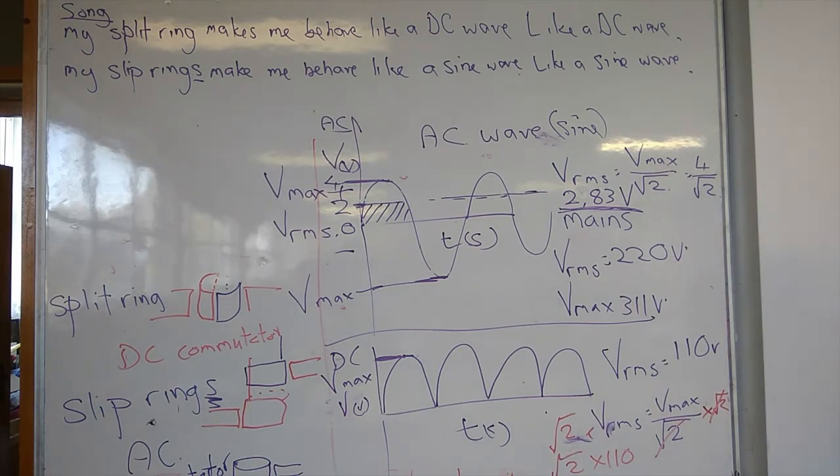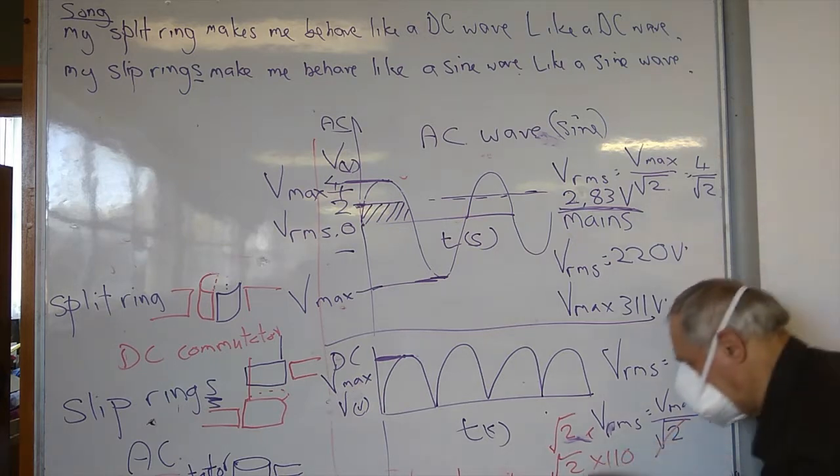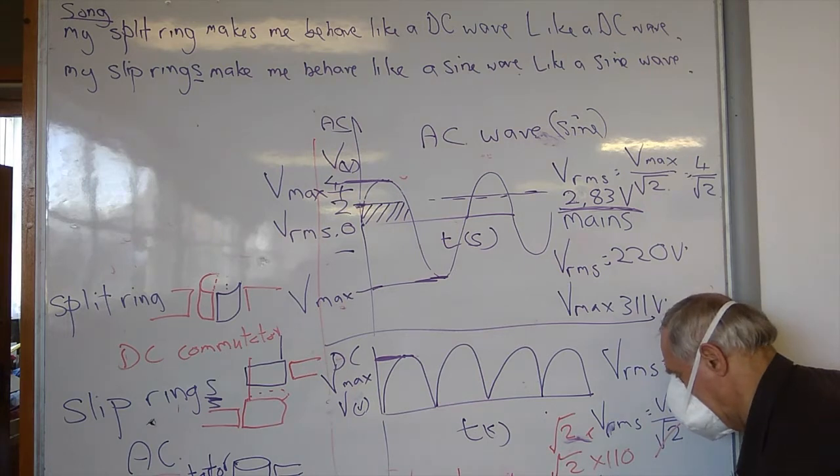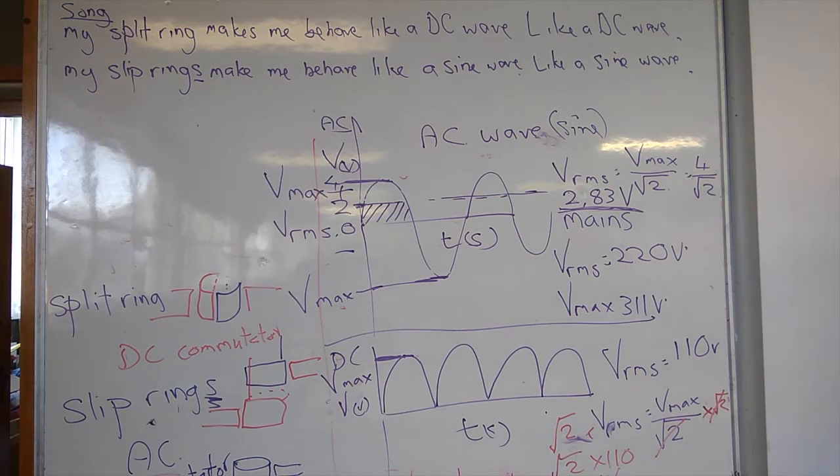100? I think you may have something wrong. It's got to be bigger than 110. What's 110 times the square root of 2? We're working out V max, so V max must be bigger than V rms. Okay, thank you. So it's 155 point something. There you go. All happy? Yes.